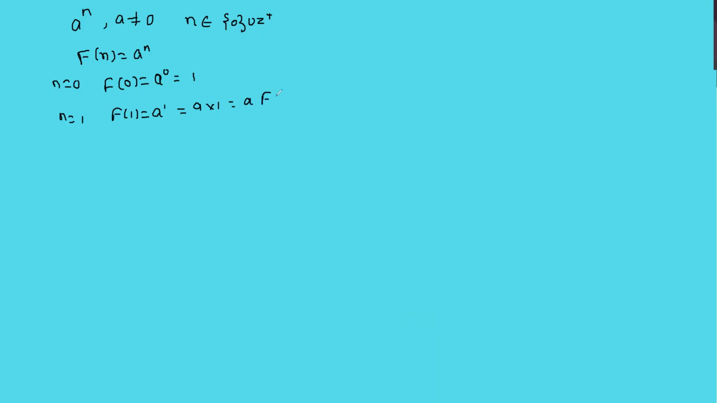Can you write it in this way? A into f of 0. Then A into A. So A into what? A is f of 1. F of 1 is A, that's why I replace it with f of 1.